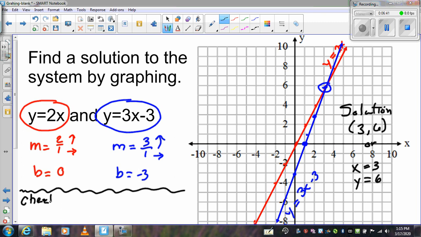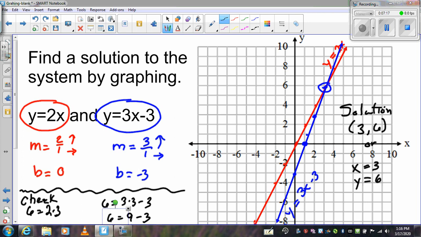And to do a check, we just do ESA. So in other words, y equals 2x. My y value is 6, so 6 is equal to 2 times 3. And that is true. So it definitely works in that equation. Let's try this next one. 6 is equal to 3 times 3 minus 3. So 6 is equal to 9 minus 3. And that is also true. So it works in both.